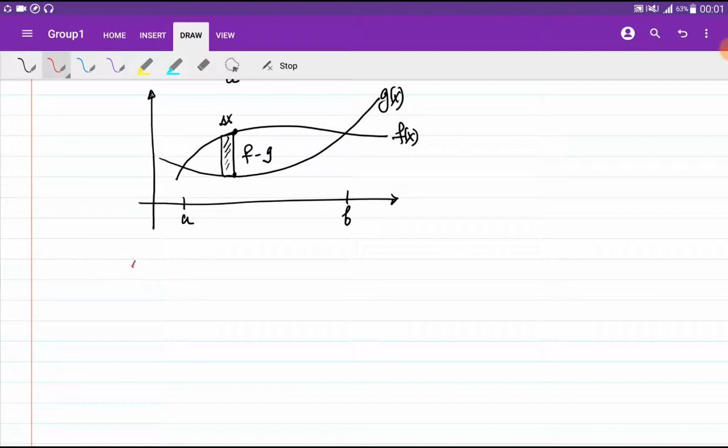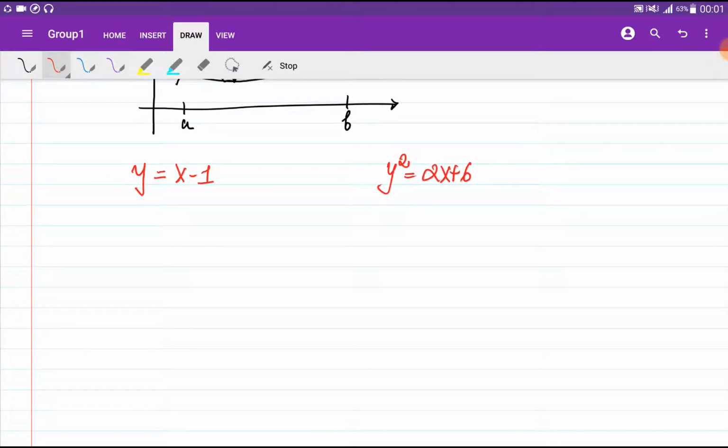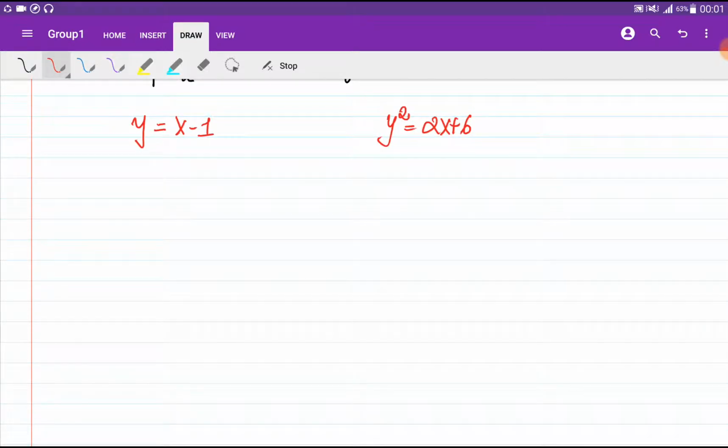So we're given two curves: y is equal to x minus 1, and the second curve will be y squared is equal to 2x plus 6. And we need to figure out the area enclosed by these two curves. So in order to find this area, let's first of all draw these two curves.